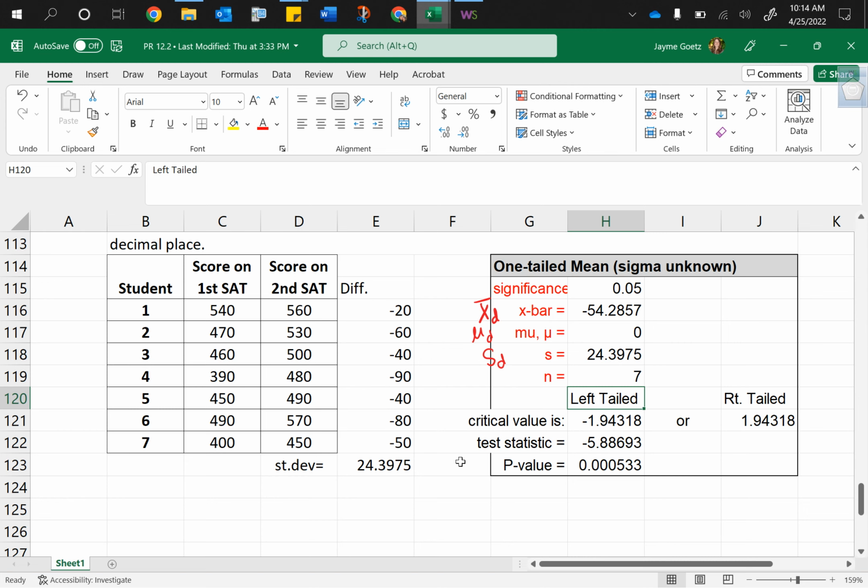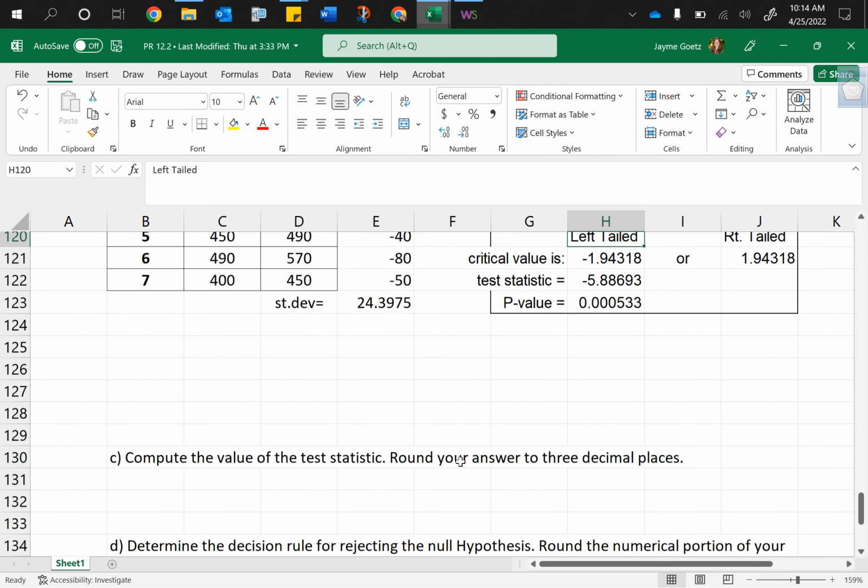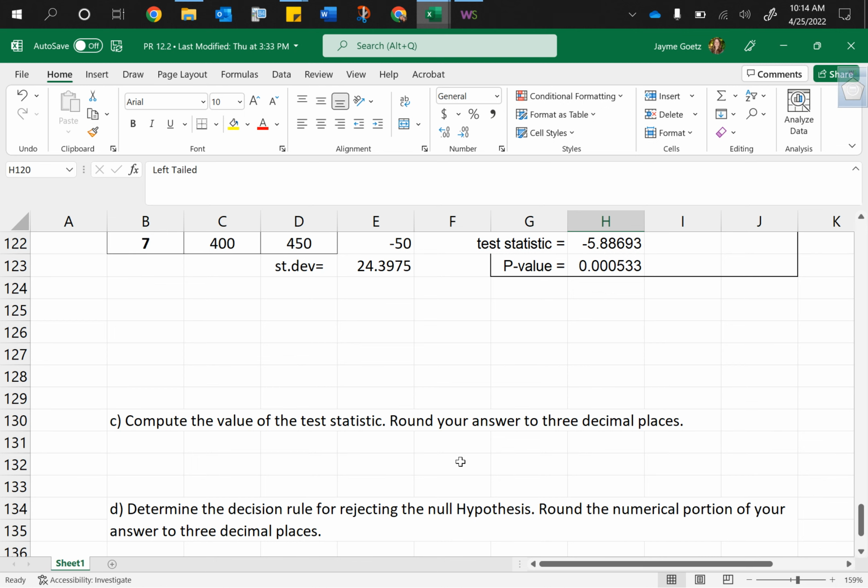So, that being said, let's go down to part C. Compute the value of the test statistic. Round your answer to 3 decimal places. I already have that from my table. I don't have to compute anything. So equals, I'm just going to come right up here and click on that. And then I'm going to change it to 3 decimal places.